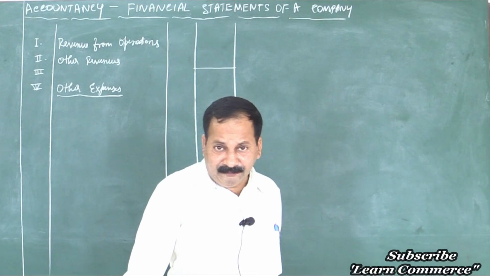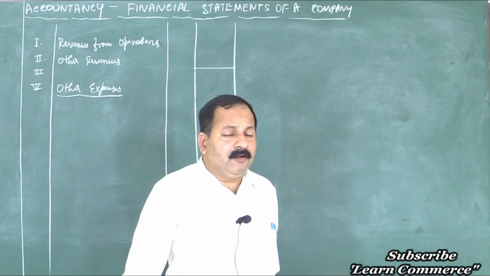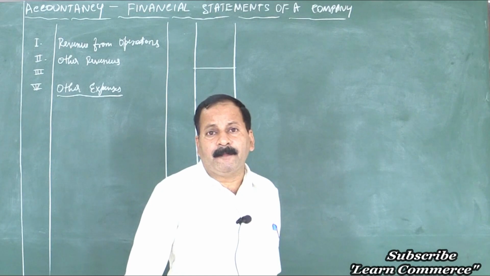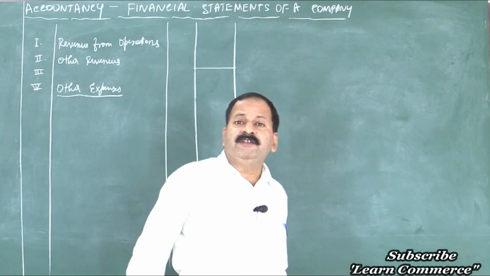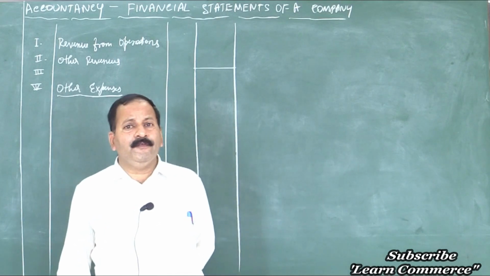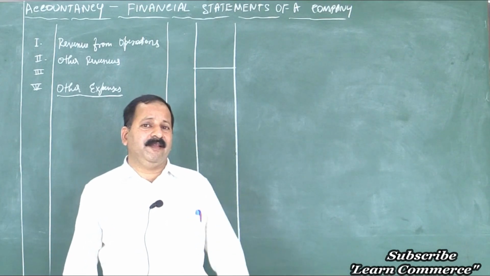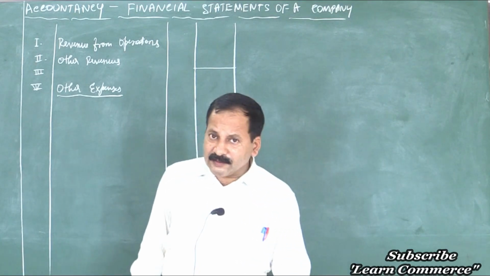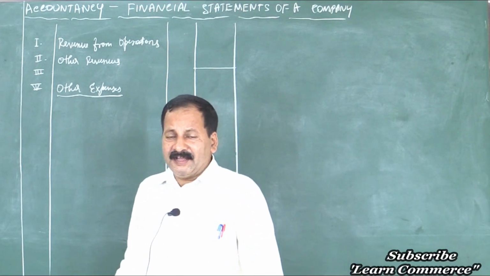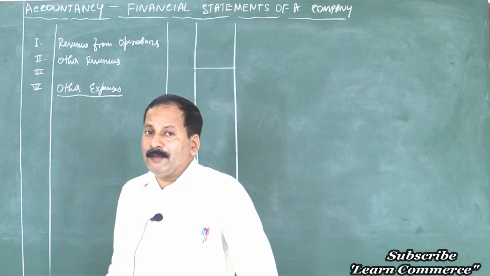Depreciation means decrease in the value of fixed assets, that is tangible assets. And amortization means decrease in the value of intangible assets, like goodwill, trademarks, copyrights, patents, all these. If there is a decrease in the value of those intangibles, then we will take it as amortization.